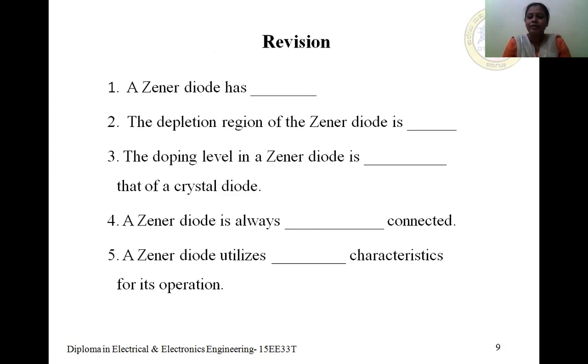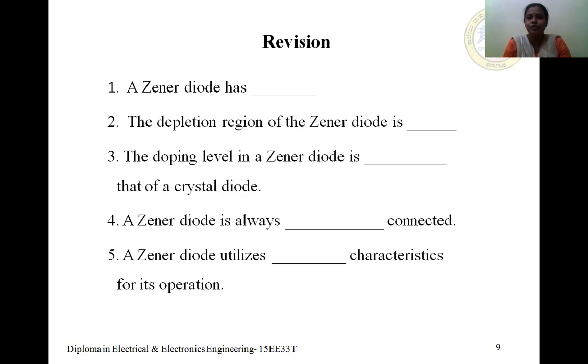Next, let me have a quick revision with some MCQ questions, some multiple choice questions on today's session. The first question: a Zener diode has dash. Normally the Zener diode has only one PN junction. The answer for the first question is one PN junction.